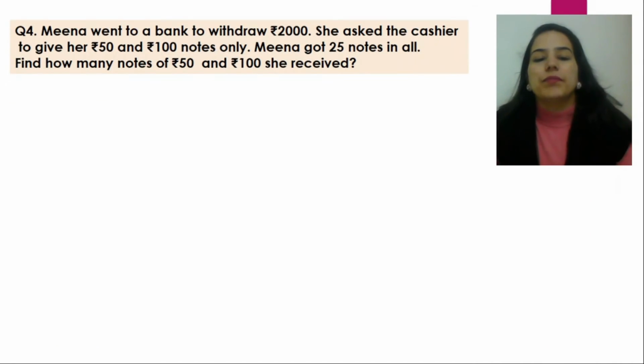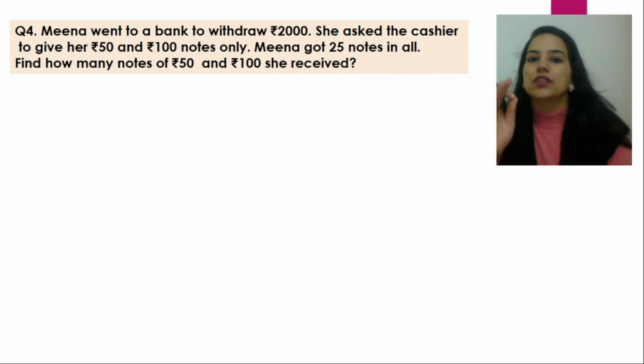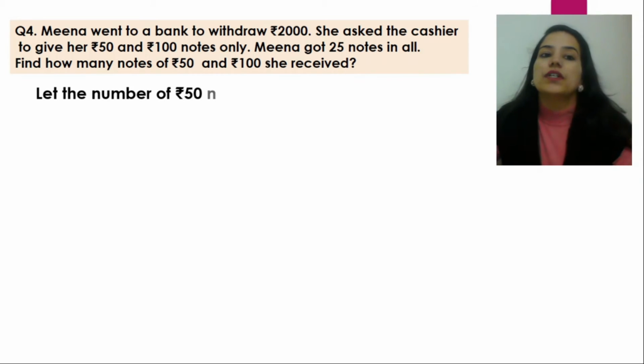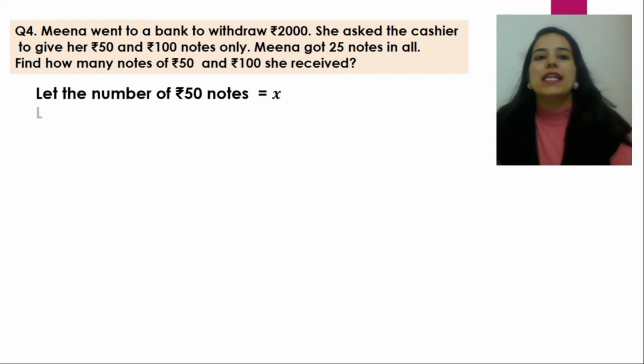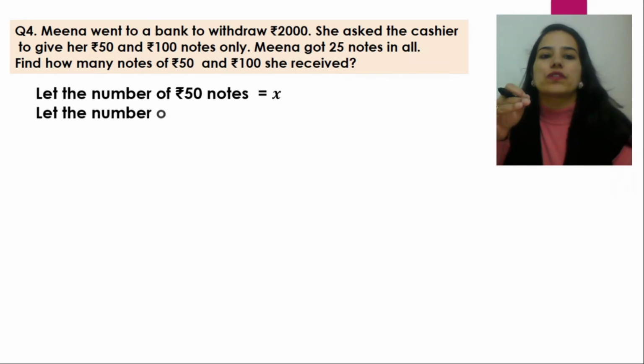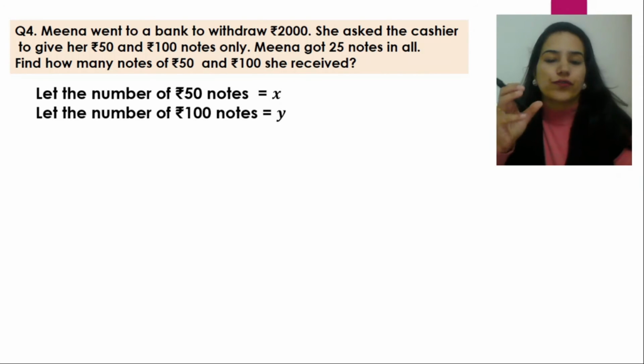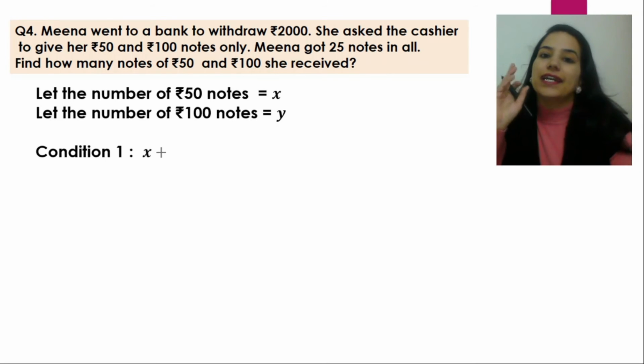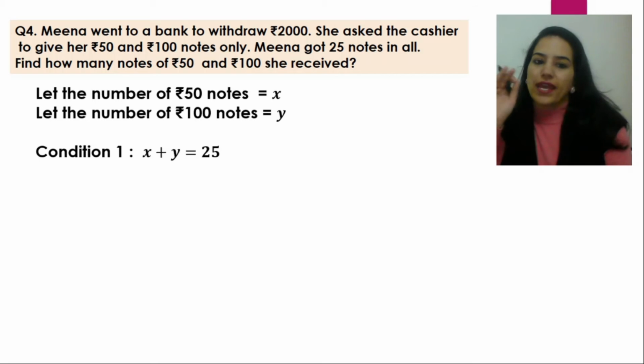Now, fourth, Meena went to bank to withdraw rupees 2000. She asked the cashier to give her 50 and 100 notes only. Now, Meena got 25 notes in all. Now, here you have to be careful about the number of notes and the value of notes. So, let the number of 50 rupees notes be x and let the number of 100 rupees notes be y. This is the number of notes, not the value of notes. So, one condition is already given to you that 25 notes were there in total. So, x plus y is 25, first condition.